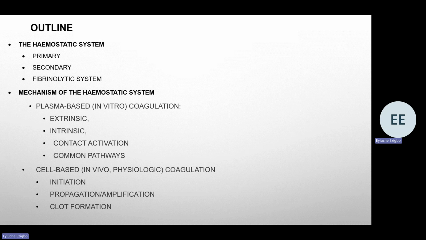The outline of our discourse today will include the hemostasis system, which is broadly divided into primary, secondary, and the fibrinolytic system. We are going to look into the mechanisms of the hemostatic system: the plasma-based in vitro coagulation, which is also subdivided into extrinsic, intrinsic, the contact pathway, and the common pathway. Then the cell-based in vivo, the physiologic coagulation, which is also grouped into initiation, propagation, amplification, and clot formation.